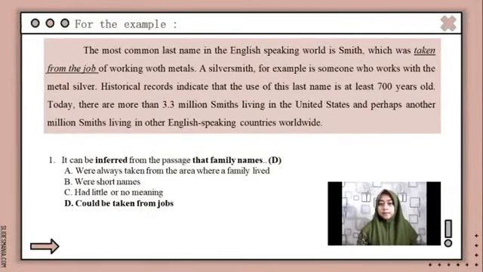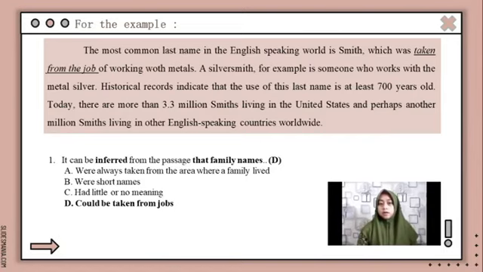Okay, for the example, we can see the question first. Number 1, it can be inferred from the passage that family names A were always taken from the area where a family lived, B were short names, C had little or no meaning, and D could be taken from jobs.